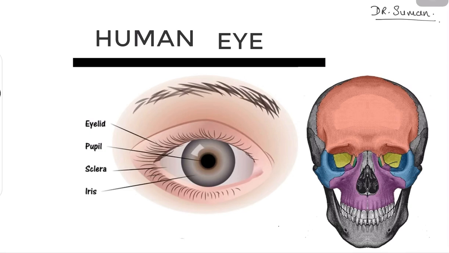Hi, today we are going to study the structure of the human eye, its anatomy and various parts. So first let us study the location. Now this is a human skull, right? And these structures, these hollow spheres, are called the orbits. This is the socket where the eye is placed.